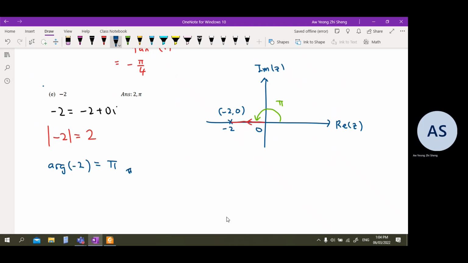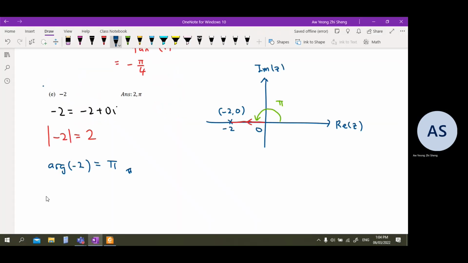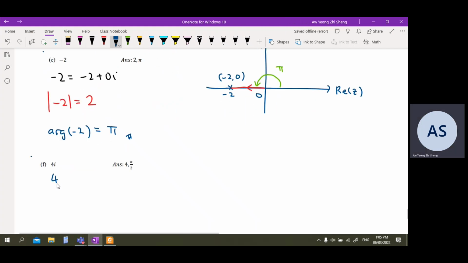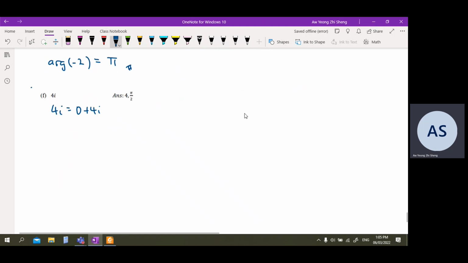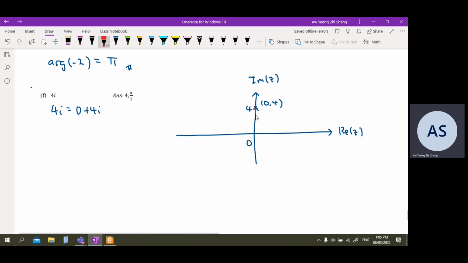And done. Next is question F, 4i. So recall that 4i is the same as 0 plus 4i. So you can use the point 0, 4 on the Argand diagram to plot it out. So this is my point 0, 4. And my vector representation will be this red color vector here.